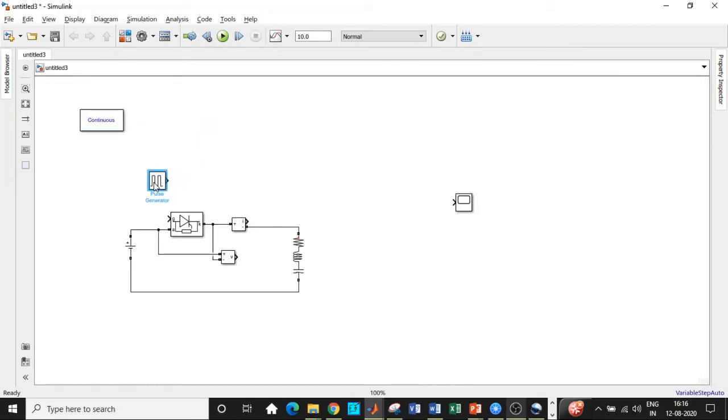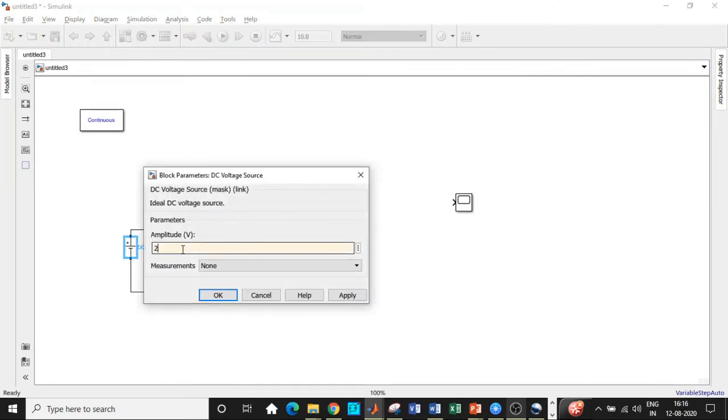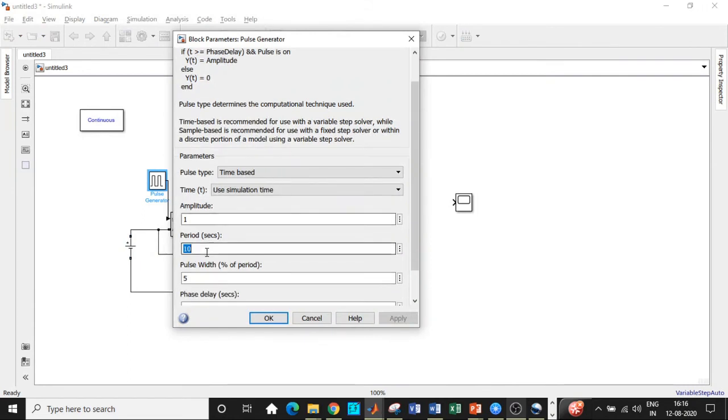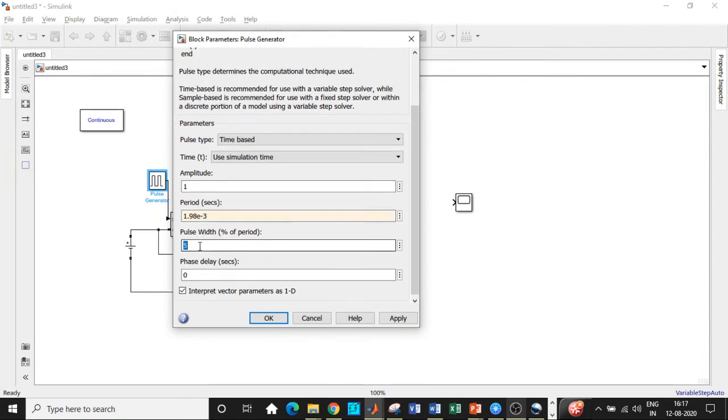Apart from that, we need to enter certain parameters. The pulse generator block is given to the gate terminal over here. So set the DC voltage to be equal to 200 volt, and double click on the pulse generator block, and we need to enter the time period, that is 1.98 into 10 power minus 3. That is already explained in our design very clearly. So enter that value, and our pulse width is 50%. That is also calculated. Duty ratio is calculated.